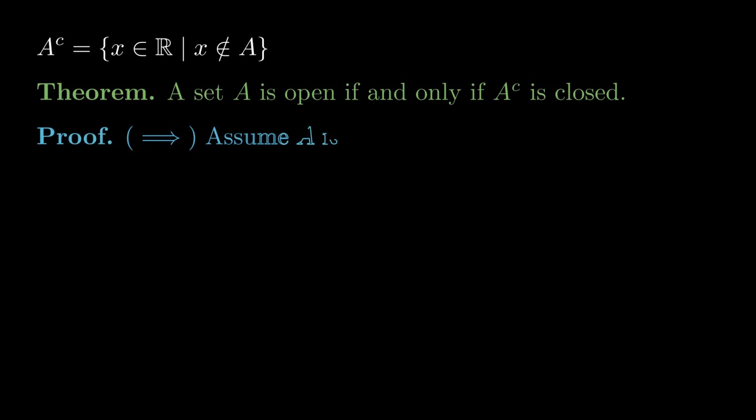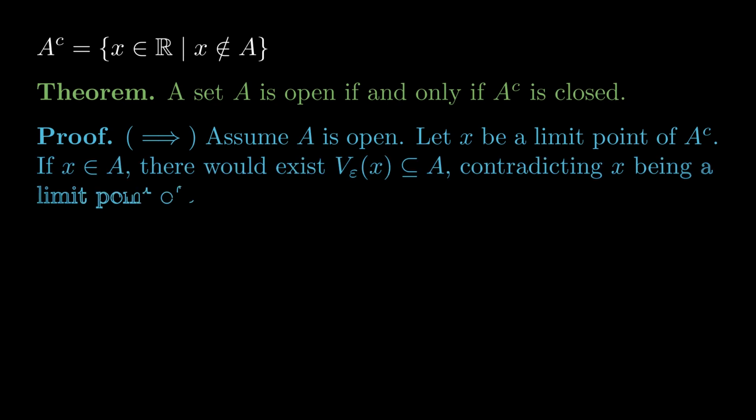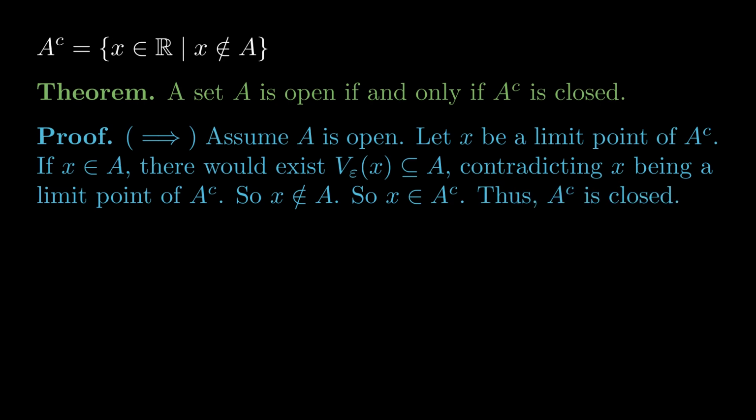Assume A is open. Since we need to show that A complement is closed, let x be a limit point of A complement. So every epsilon neighborhood around x contains some element from A complement, some element not in A. And this means that x can't be an element of A, because by the definition of open, if x was an element of A, there would exist some epsilon neighborhood around it that was entirely contained in A. So x is not in A, so x is in A complement, and so A complement is closed.